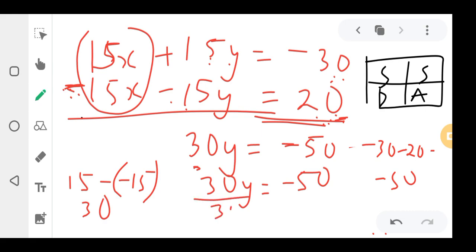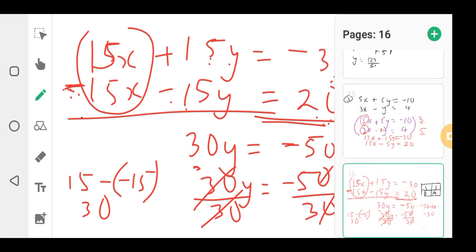You divide by 30, you divide by 30. So this comes out, the zeros cancel out. So y is equal to negative 5 over 3. That's the answer for y.